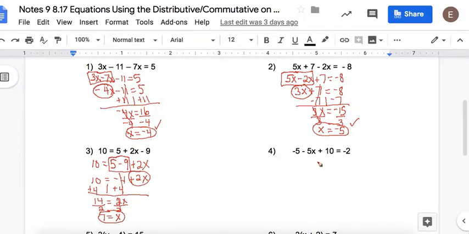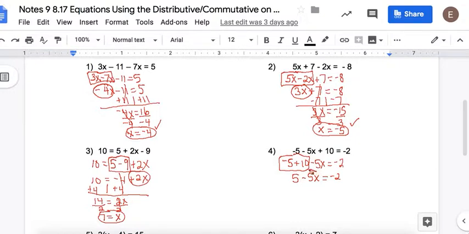Okay, number 4. Are there like terms on either side? The answer is yes. Now they're back on the left-hand side. So negative 5, move the 10, plus 10, minus 5x. Now it's important to note when you're using the commutative property that you carry the sign that comes in front of the number you're moving. So notice I put the plus 10 in front of the 10. Now combine like terms. Negative 5 plus 10 is positive 5. Bring down the minus 5x equals negative 2.